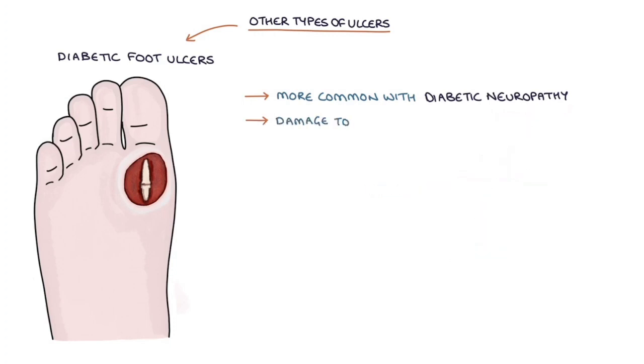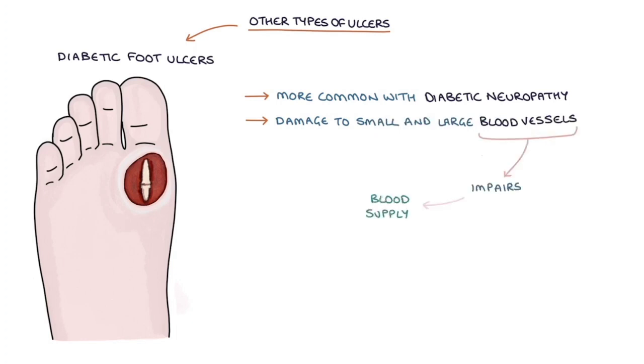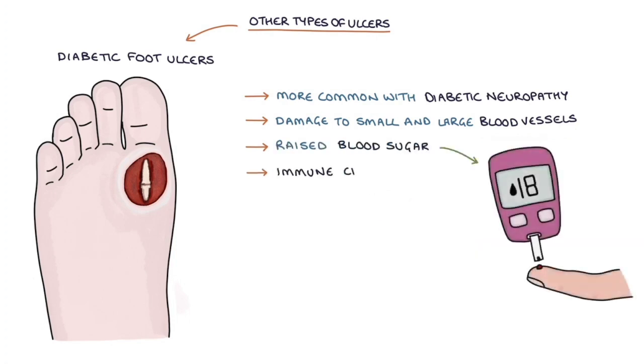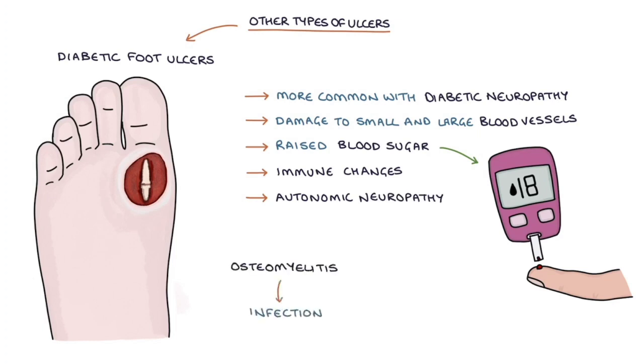Additionally, damage to both the small and the large blood vessels impairs the blood supply and impairs the wound healing. A raised blood sugar level, immune changes, and autonomic neuropathy also contribute to ulceration and poor healing. Osteomyelitis, which is infection in the bone, is an important complication of diabetic foot ulcers.